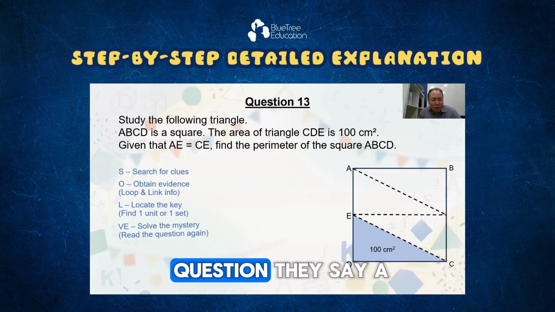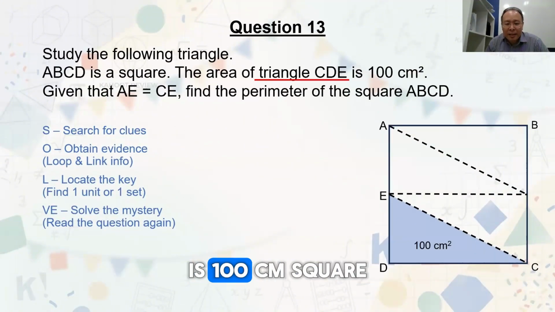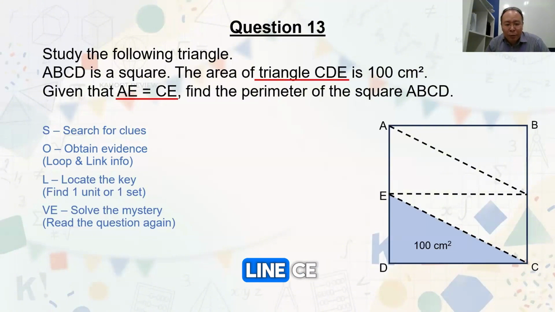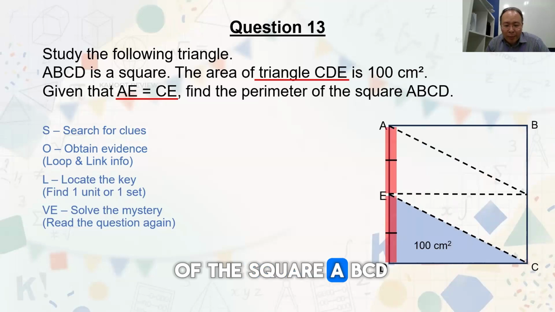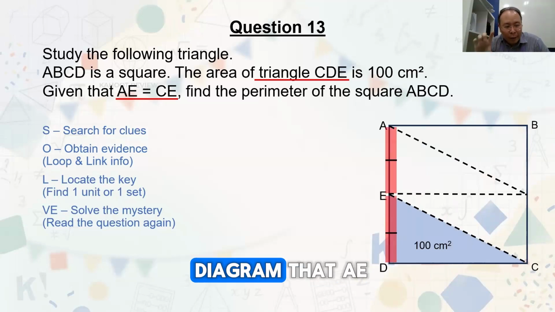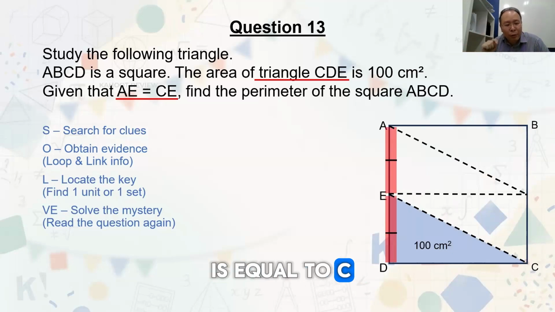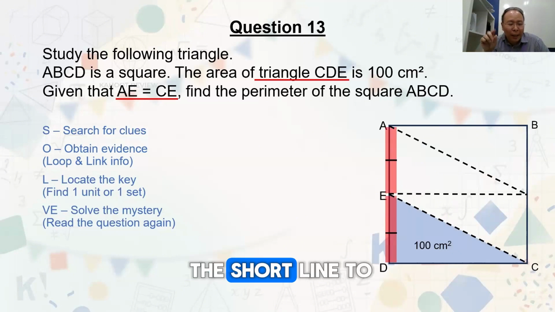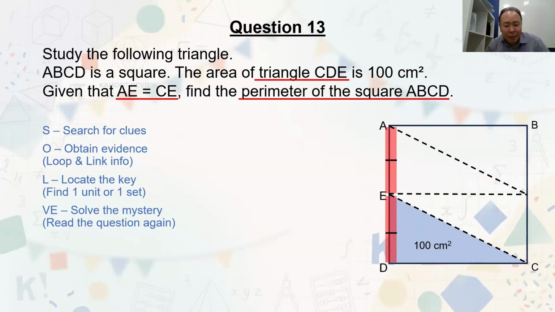In this question they say ABCD is a square, and the area of triangle CDE is 100 cm square. Given that AE is equal to the line CE, find the perimeter of the square ABCD. You can make annotations on your diagram that AE is equal to CE means they are the same, and we usually use a short line to indicate that they are the same.